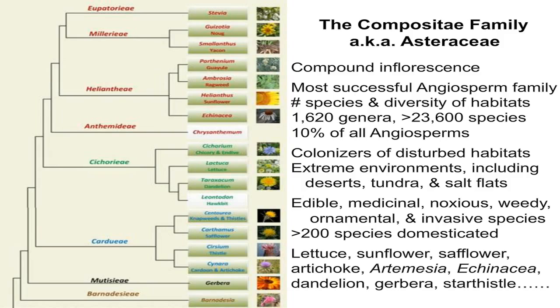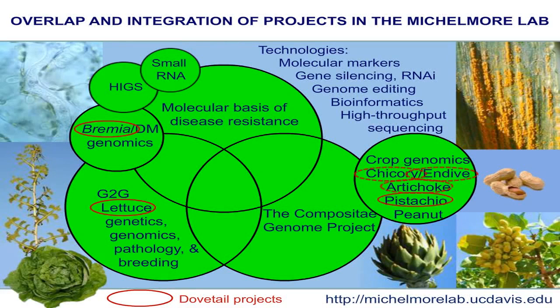There are over 200 species domesticated, edible, medicinal. Also, there are a lot of weedy species and many of the ornamentals, gerbera, chrysanthemum, and things like that. Of course, they're all Compositae. However, the family doesn't have any of the real big six crops, so it's a bit of an orphan family in terms of deploying genomic resources. I've been part of a consortium of labs that are trying to rectify that situation. Some of the more famous crop species that we have are lettuce, sunflower, safflower, artichoke, and then the medicinals like artemisia, echinacea, and the famous weeds, things like dandelion. All your thistles are also members of the Compositae.